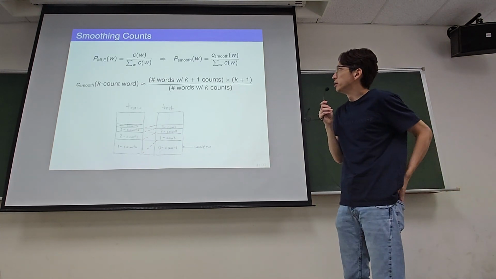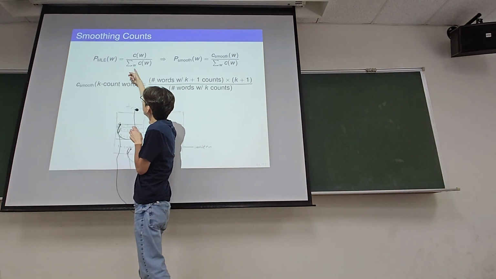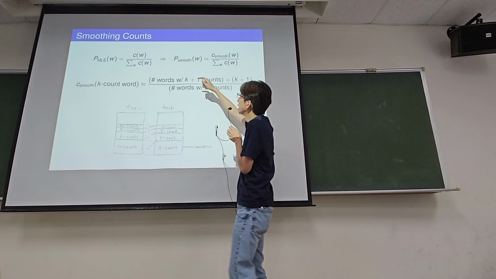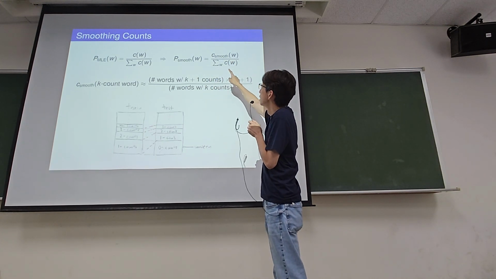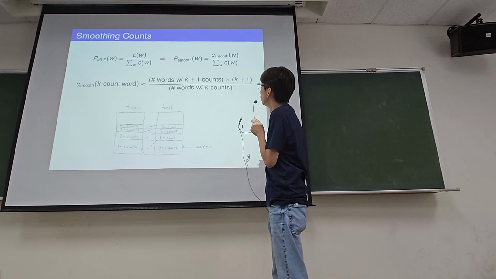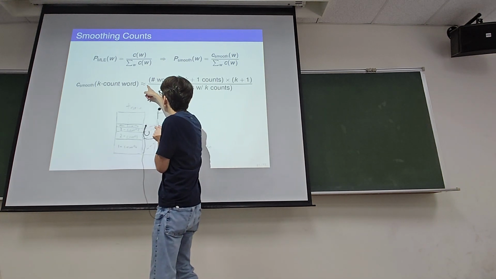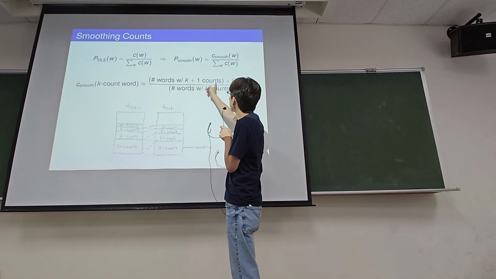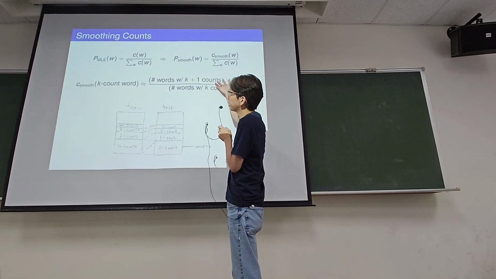Okay, so again, the original MLE estimate is the count C divided by the total count. The smooth probability then equals the smooth count divided by the total word count. The smooth count equals the number of words with k plus 1 counts, multiplied by k plus 1, divided by the number of words with k counts, right?